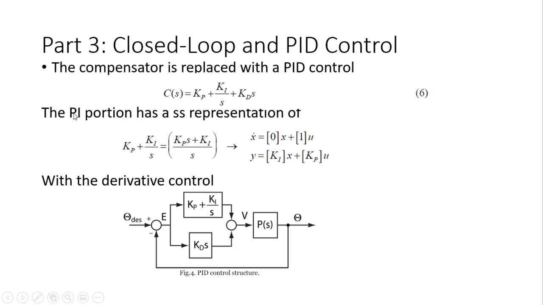So, let me see. I'm going to try to remember this. This is 0, 1, ki and kp, and we have to add the derivative control. The derivative control is just a simple differentiation. So kd times the derivative of the signal, and then combine it with the PI portion. So that's what we're going to do.